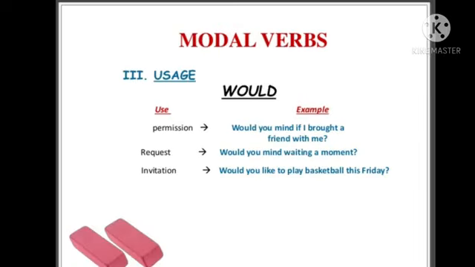Would is the modal verb we are using to show permission, request and invitation. Would you mind if I brought a friend with me? That is a permission. Then, would you mind waiting a moment? That is a request. An invitation: would you like to play basketball this Friday? So in order to show permission, request and invitation, we are using the modal verb would.